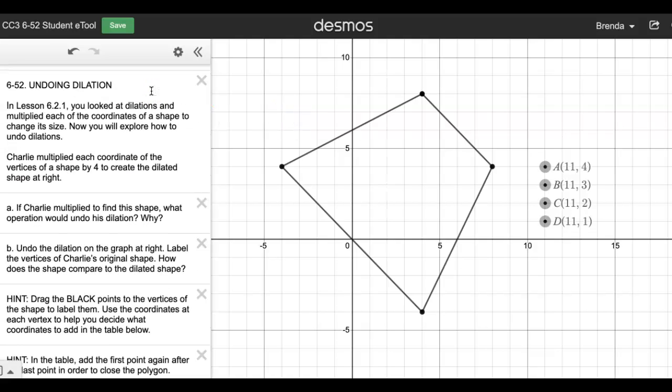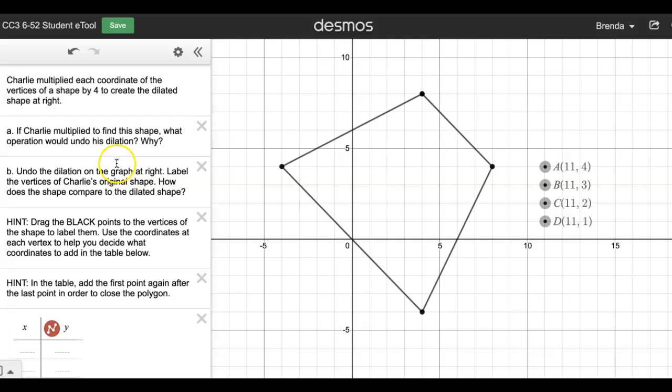Okay, and so what you're going to do is think about it. It tells you some steps here about what to do. How do we undo it? We talked about how dividing undoes multiplication. So this is what the shape looked like after he dilated it. So now we want to see what the original shape looked like. So thinking about what each of these points is, then I want to divide that by 4. These are not the correct coordinates. These are just where these dots happen to be sitting at the moment.